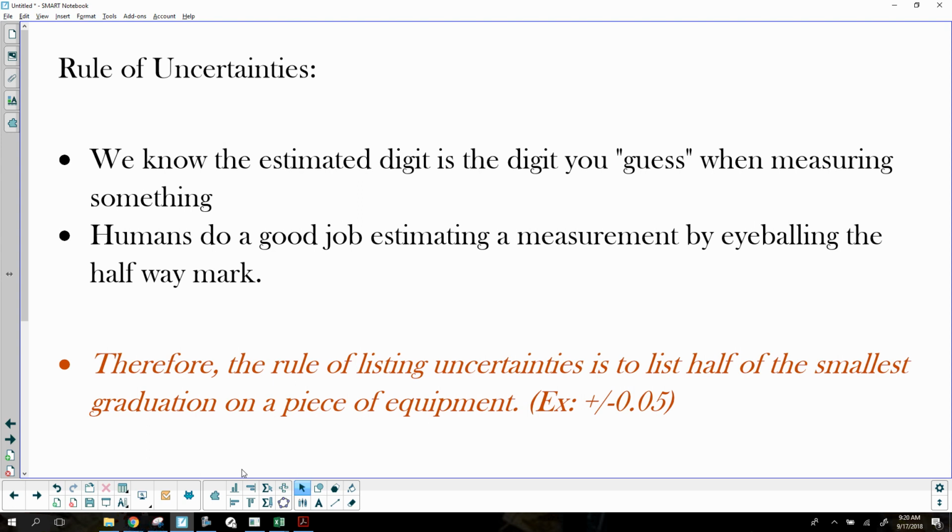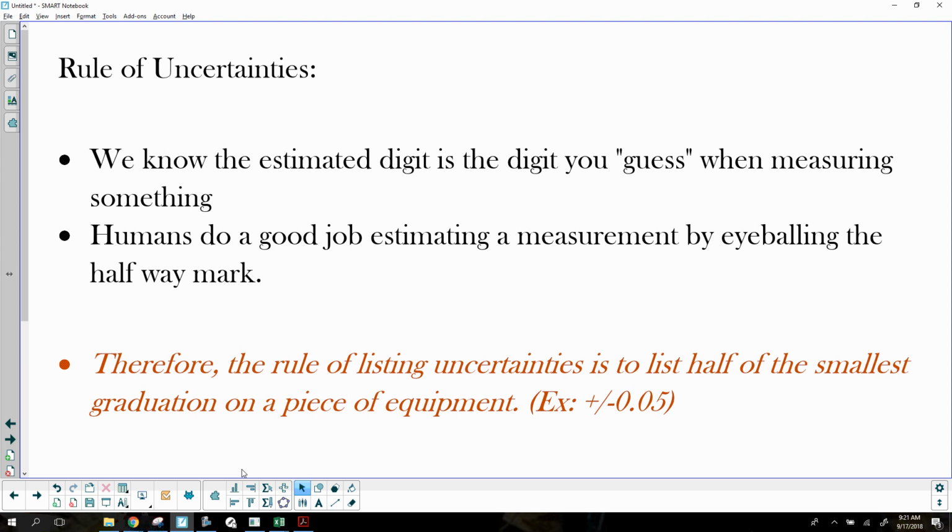Rules of uncertainties. We know the estimated digit is the digit you guess when you're measuring something. So it's always the last digit that you record when taking a measurement off a piece of equipment. As you saw with the little book experiment that we did, humans do a really good job of estimating a measurement by eyeballing the halfway mark. So the rule of thumb we use in science to list an uncertainty is this.